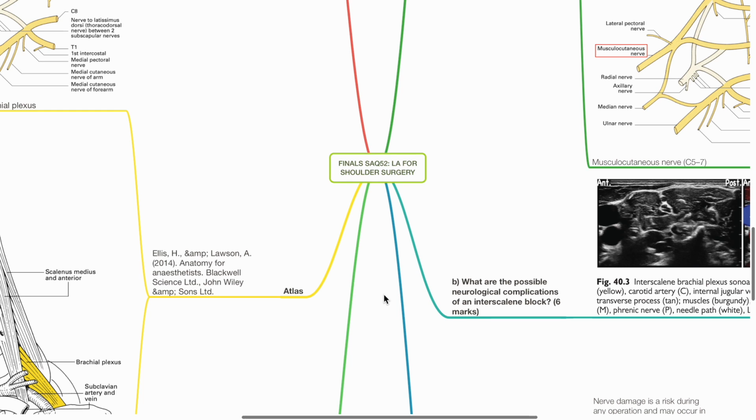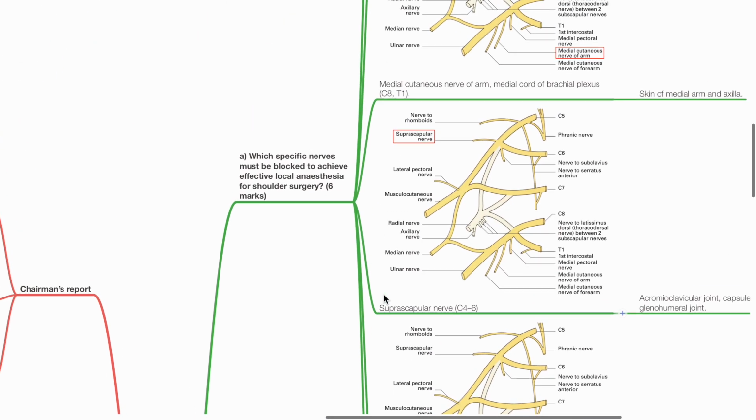Finals SAQ52, local anesthesia for shoulder surgery. A. Which specific nerves must be blocked to achieve effective local anesthesia for shoulder surgery?